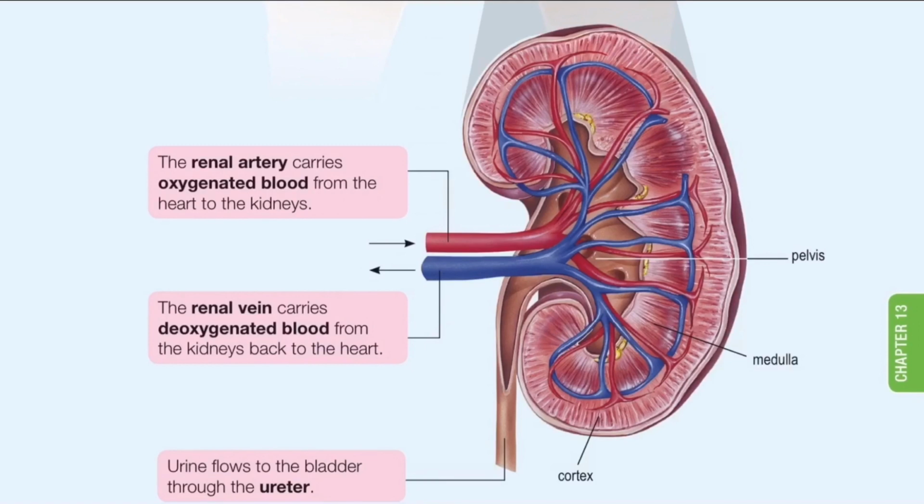Now let's take a look at this diagram. This diagram shows us the cross-section of kidneys. As you can see, the renal artery carries oxygenated blood from the heart to the kidneys. In the kidneys, the blood will undergo three different processes, which are ultrafiltration, reabsorption and secretion. The urine formed will flow into the pelvis and then be channeled to the bladder through the ureters, and then will be removed from the human body through the urethra. What about the blood? The blood becomes deoxygenated, and then the renal vein carries it from the kidneys back to the heart.